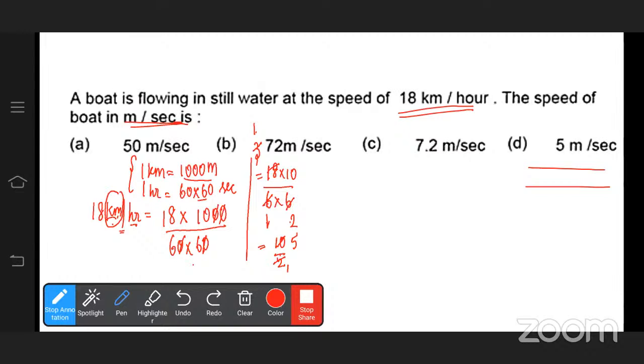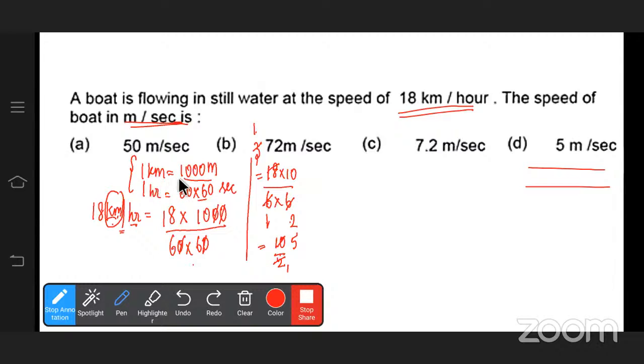Ma'am, I could not understand, ma'am. Okay. Do you know the conversion? This conversion? No, ma'am. Okay, you just learn it. So try to understand.